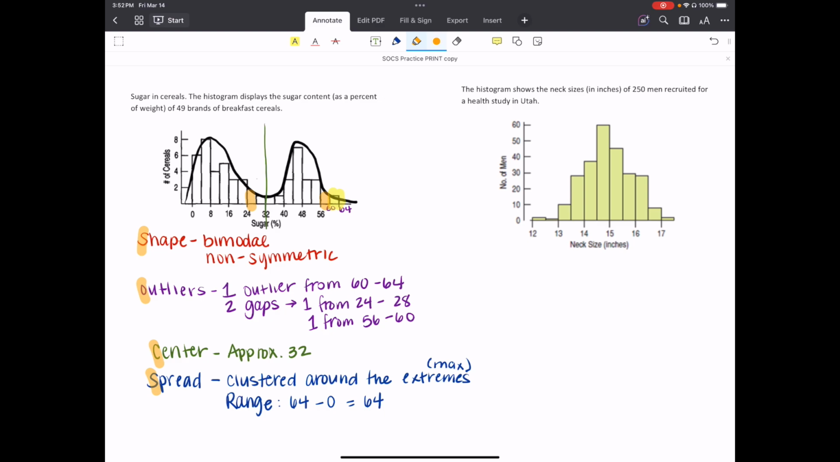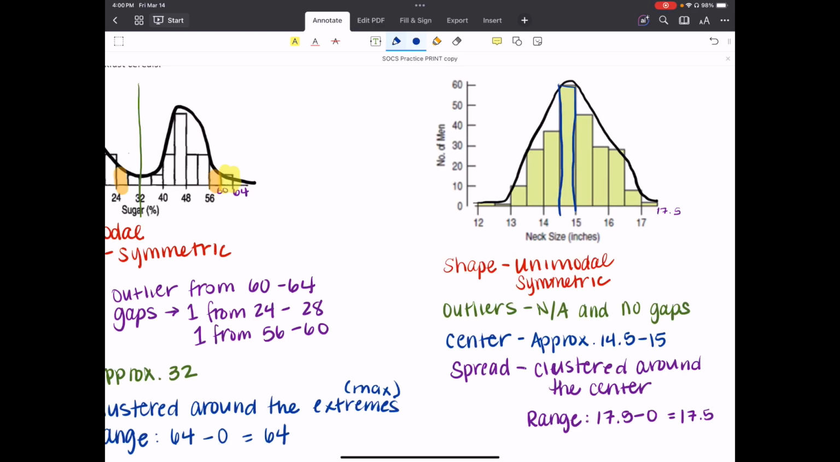So what I want you to do on your own is to complete the SOCS for this graph and then pause the video and then check back and see if you get it correct. Okay, so look and see if you got the same stuff as me, and let's go over it together.